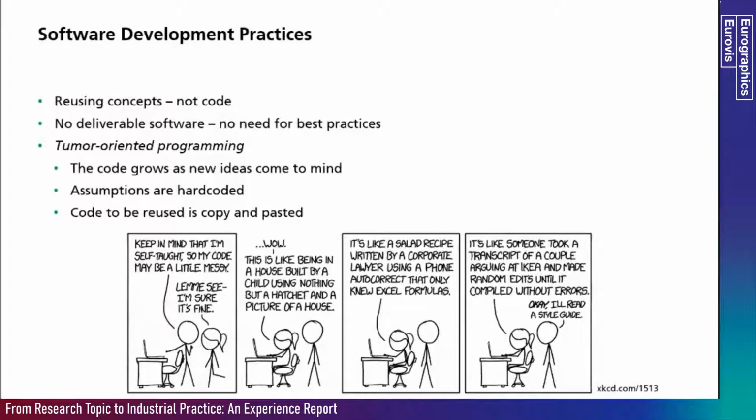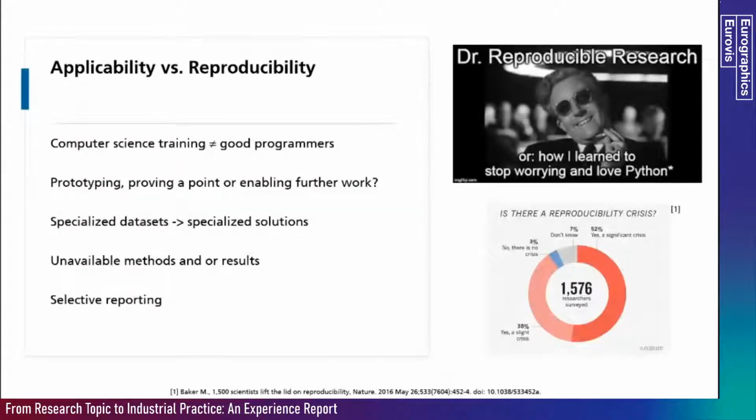The code grows as new ideas come to mind, assumptions are hard-coded, and the code to be reused is copy and pasted. And once the project is done, no one touches the code because it's toxic. And what about the applicability versus reproducibility? So, as I said, just because we are computer scientists and we have the computer science training, it doesn't really mean we are good programmers.